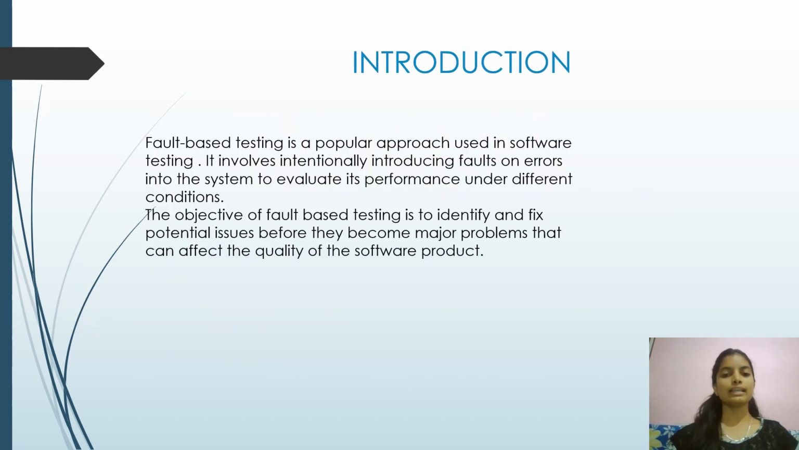Introduction. Fault-based testing is a popular approach used in software testing. It involves intentionally introducing faults or errors into the system. So we wantedly add the errors so as to test whether the software may work or may not work. We add the errors and check the software so it can evaluate its performance under different conditions. The objective of fault-based testing is to identify and fix potential issues before they become a major problem that can affect the quality of the software product.